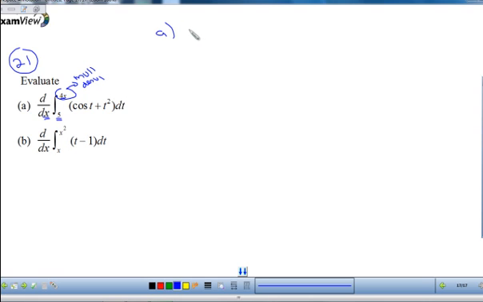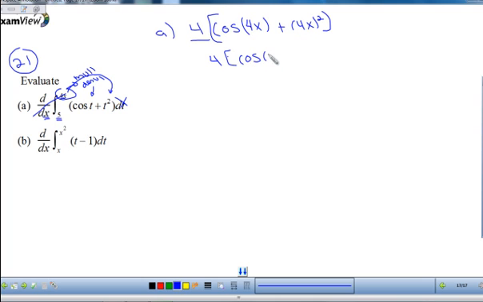So the derivative of 4x is 4. So there's the derivative. So the integrals cancel, and then I just have to substitute that for the t. So I'm going to have cosine of 4x plus 4x squared. So 4 cosine 4x plus 16x squared.